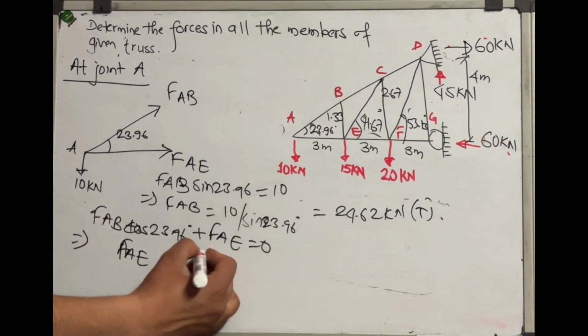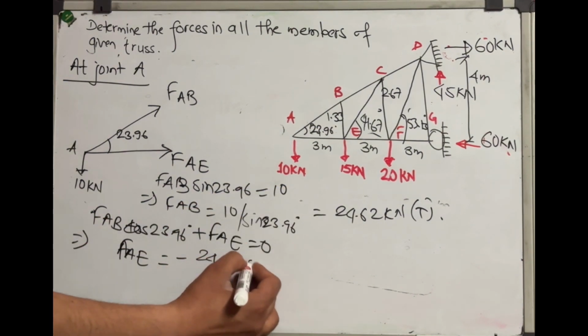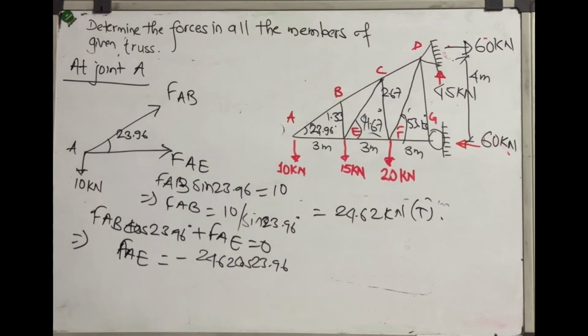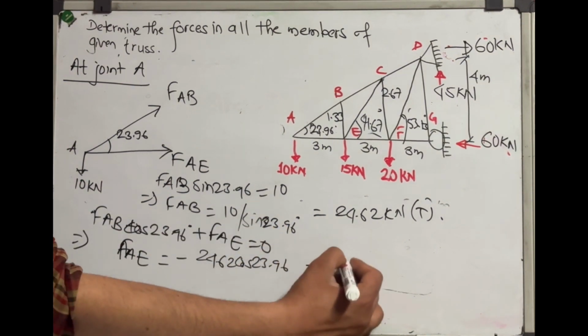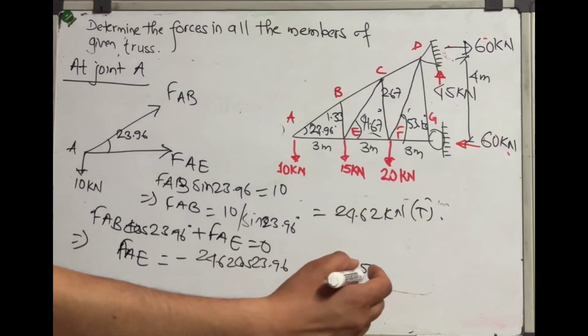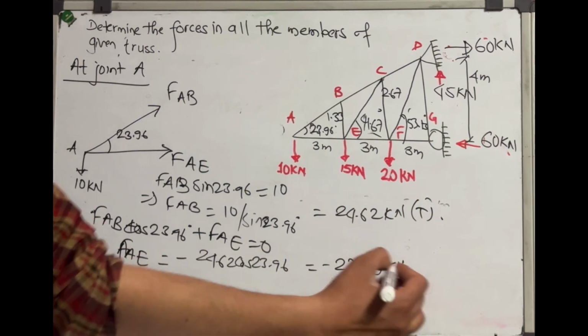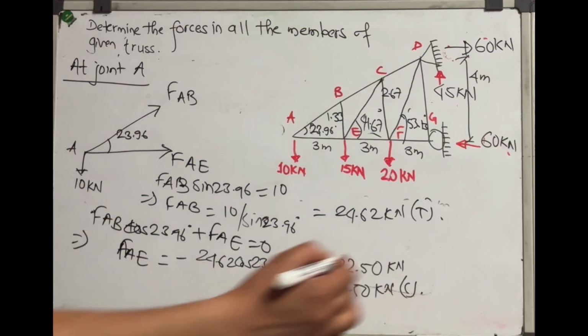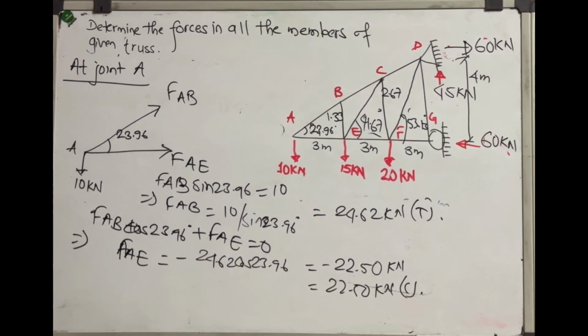FAE is what? 24.62 cos 23.96, right? So if you do this, the value will be coming out to negative 22.50 kilonewton. This means 22.50 kilonewton. The nature of the force is compression. So this is 22.50 compression.